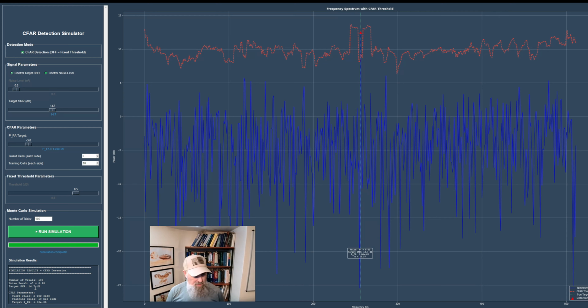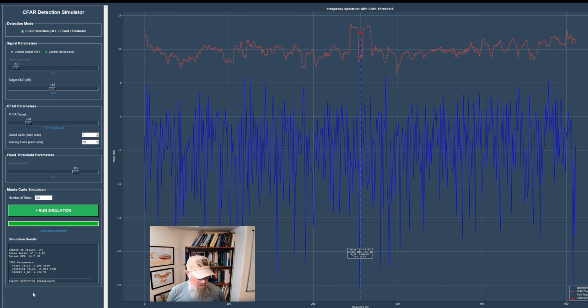The target SNR is 14.7. The number of trials is 100, but it's 100 spectrums. So there is like 50,000 even more bins, so to speak, to draw from. Okay, what are the CFAR parameters? We see the guard cells and training cells, which we will discuss later. And we see that the target PFA is 10 to the minus 5. And let's see the performance.